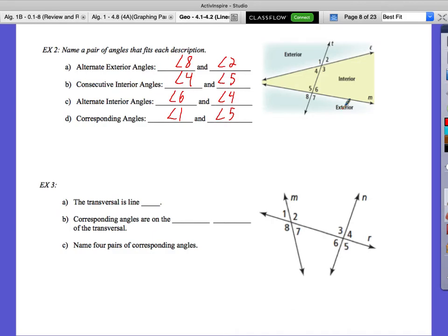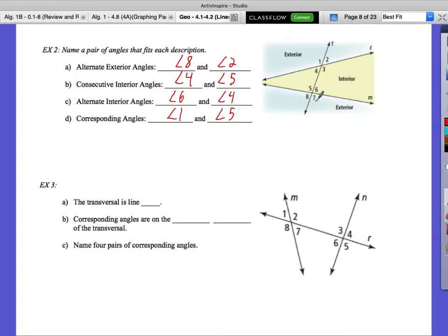1 and 8 cannot work. Why? Because they're not in the same position. So 1 is the top left of this intersection, 8's at the bottom left. 2 and 5, no, because 2 is at the top right, 5 is at the top left. 2 and 7, nope.